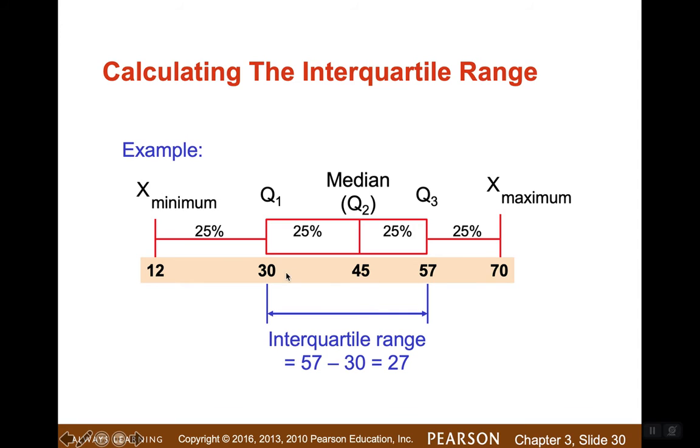So we identify our marking points for 25 and 25. And then for what we have in between, we subtract the low from the high, and that gives us our interquartile range calculation.